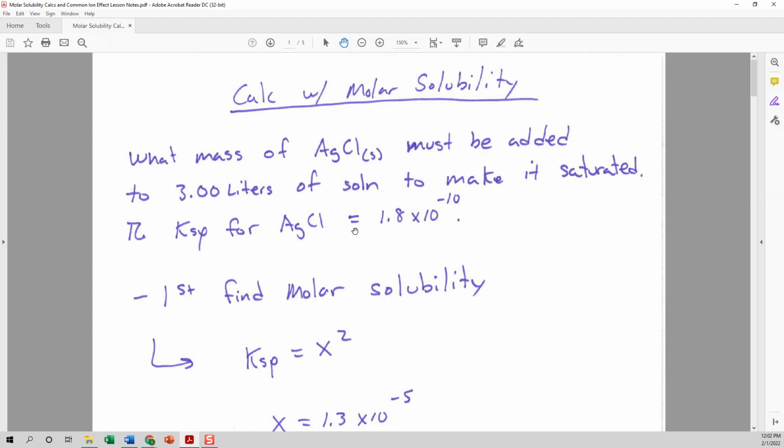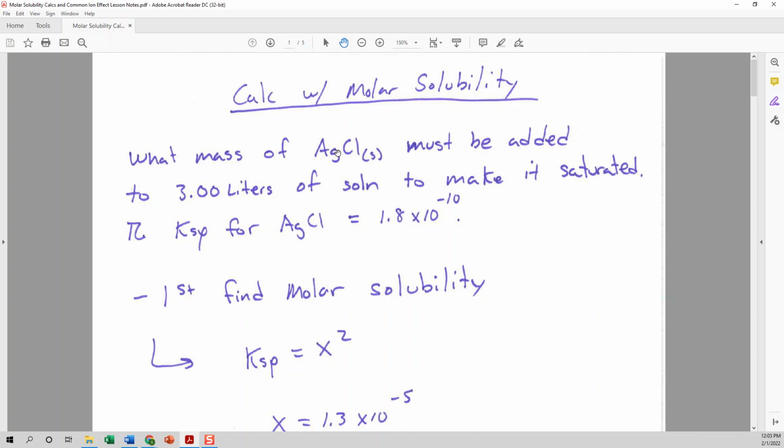And let's just assume this is true at 25 degrees Celsius. So we want to make a saturated solution of silver chloride at 25 degrees Celsius. We're given the KSP at that temperature, and the volume of our volumetric flask is 3 liters, all right? Well, what will we do? How could we calculate how many grams? The key is we have to find the molar solubility. How many moles of this per liter?